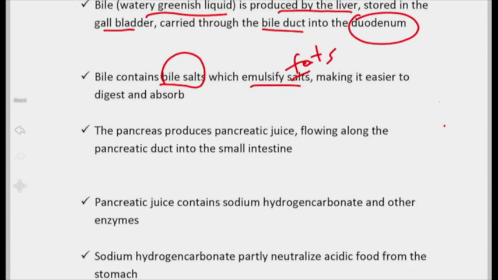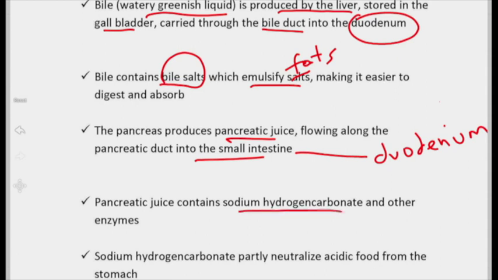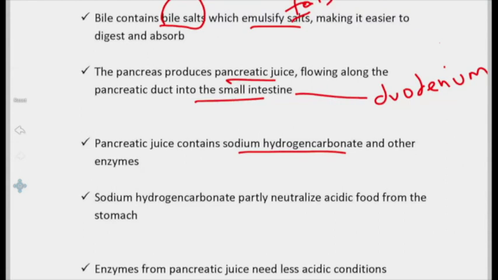The pancreas produces pancreatic juice, as we said earlier, flowing along the pancreatic duct into the small intestines, which is the duodenum. The duodenum, as we said, is the first part of the small intestines. That's the first part where the digestion will occur. Pancreatic juice contains sodium hydrogen carbonate, which is alkaline in pH. Therefore, it will neutralize the acidic status coming from the stomach. So this sodium hydrogen carbonate has that role. It also has other enzymes as well.